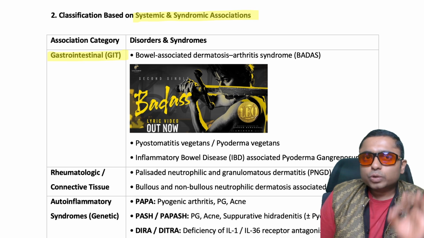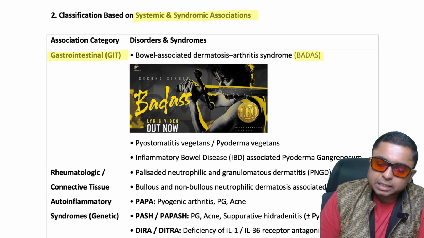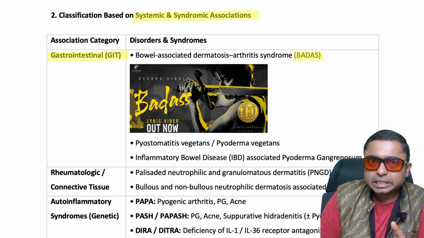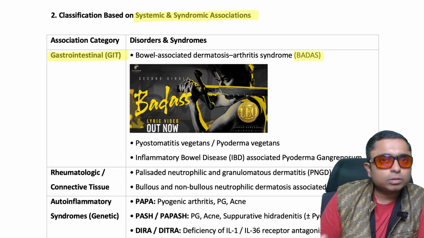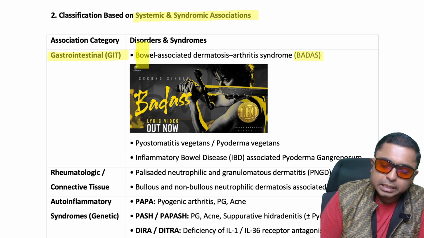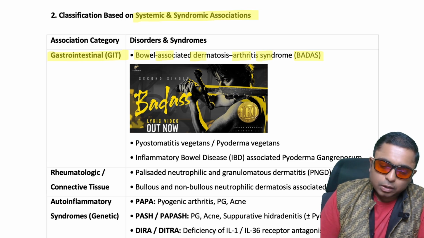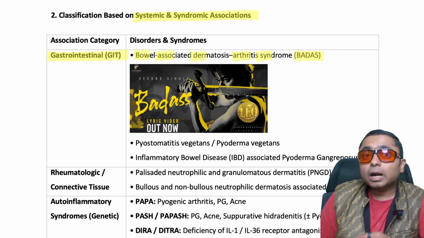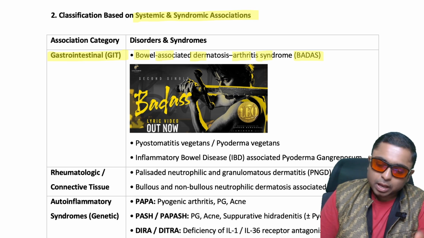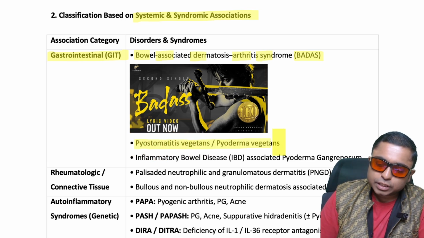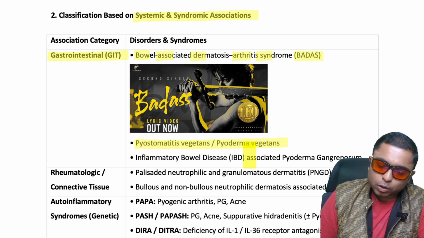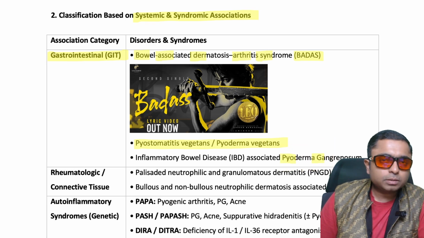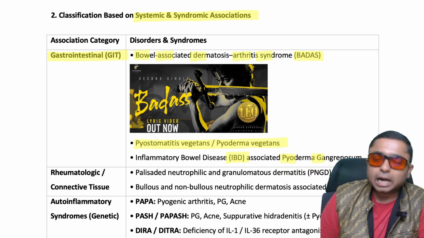So how? If the patient is having this BADAS, what is this BADAS? This is not Vijay's movie. Leo song is there, badass. It's not that. It is bowel associated dermatosis arthritis syndrome. Okay, so then definitely it is bowel associated. So the underlying problem could be in the GI system. Not only that, pyostomatitis vegetans or pyoderma vegetans, and also the pyoderma gangrenosum patients, they could also be having associated underlying inflammatory bowel disease. Okay.